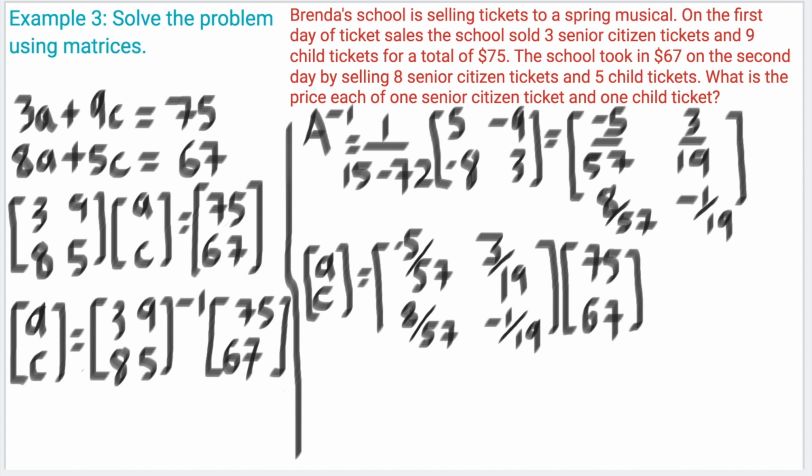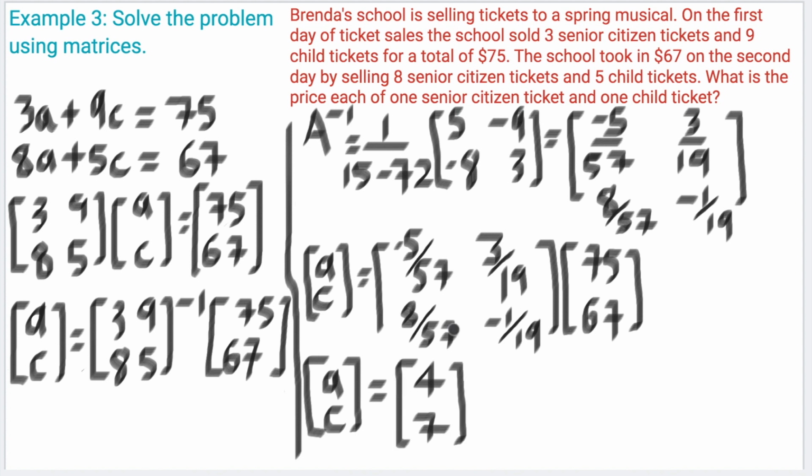And then finally now A, C is equal to, so now you're going to multiply negative 5 over 57 times 75 plus 3 over 19 times 67, and you can do all of these calculations either by hand or using a calculator, and your final result here is going to be 4. And then to get the 7, what you're going to do is multiply 8 over 57 times 75 plus negative 1 over 19 times 67, and you get a 7 here. So A is 4, C is 7.